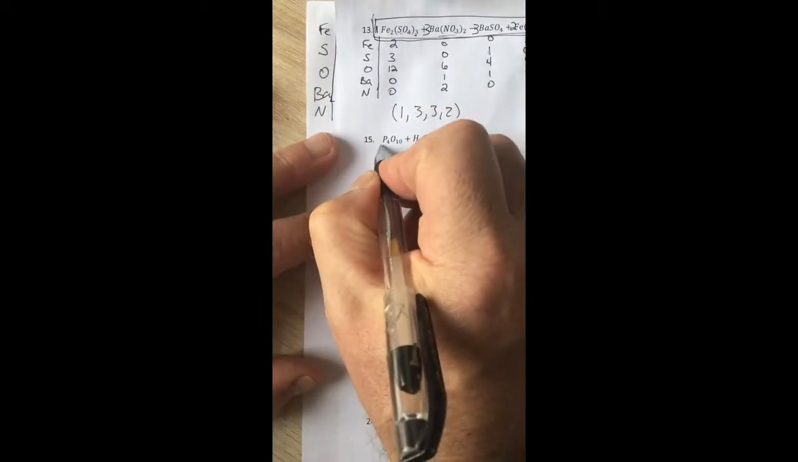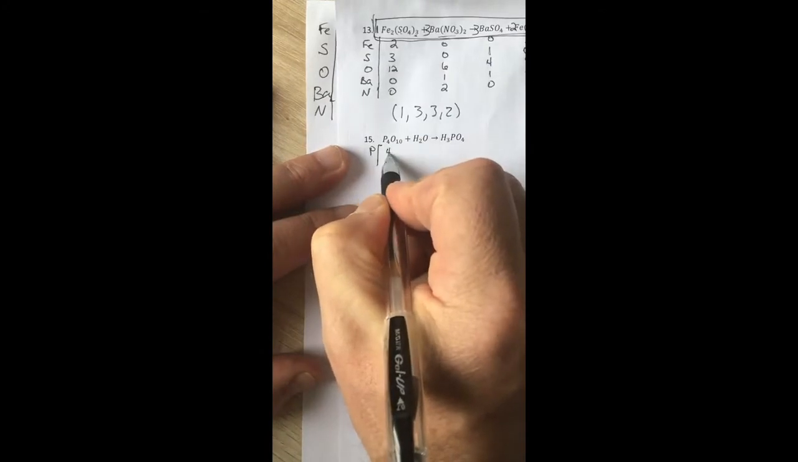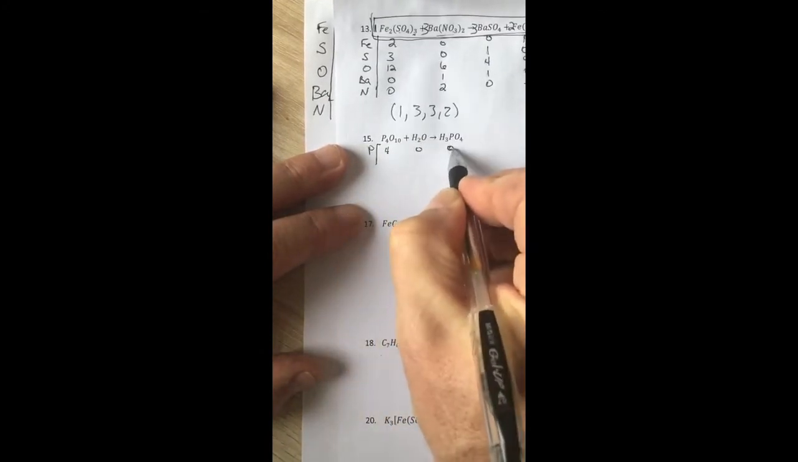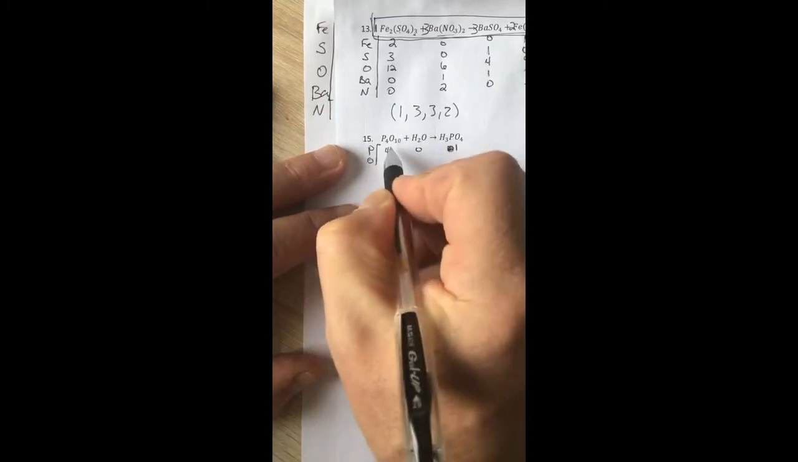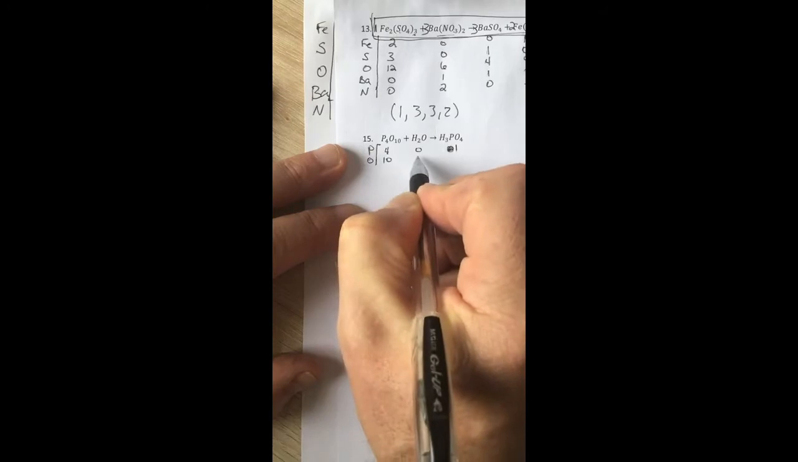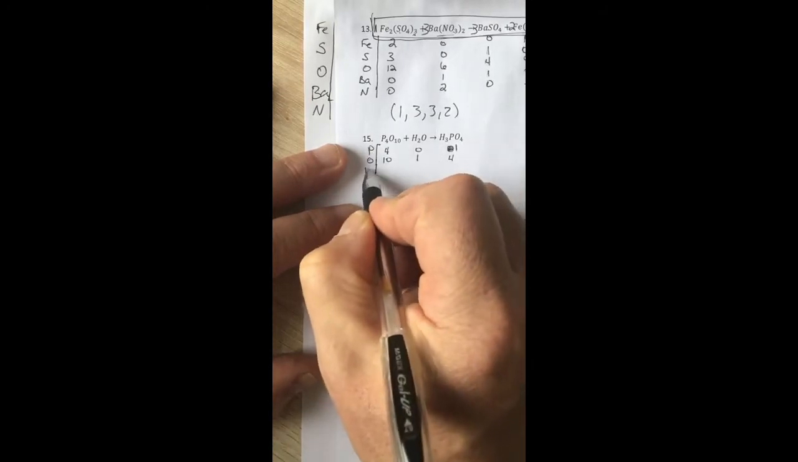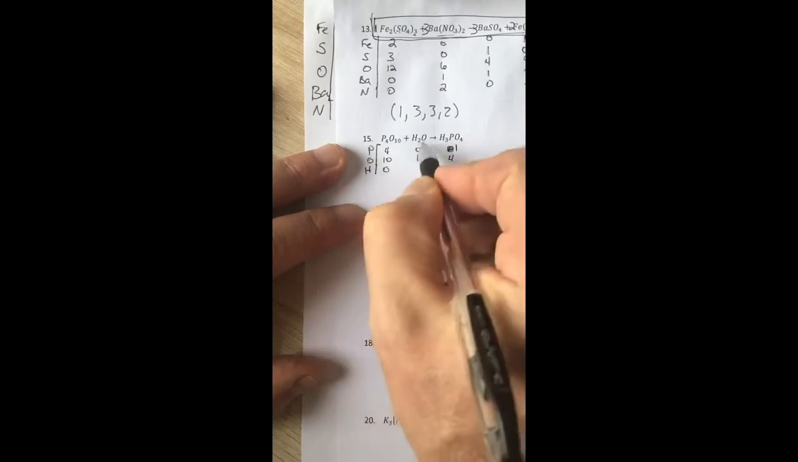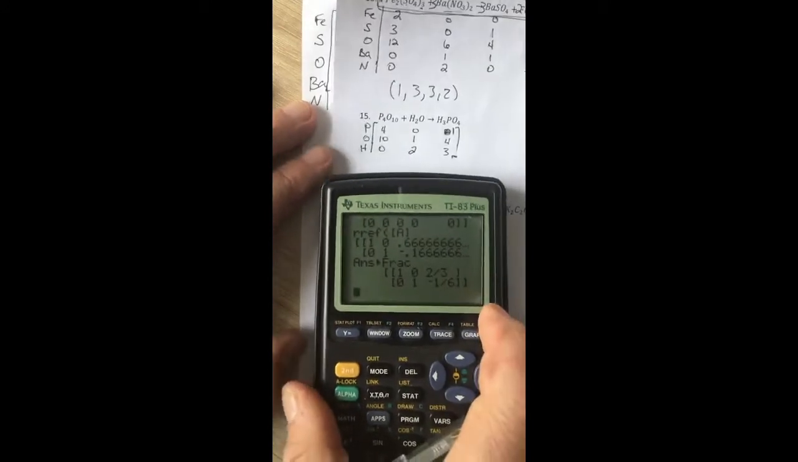Now number 15. We can go pretty fast, I think, I hope. So I've got potassium: 4 there, 0 there, 1 there. There's 1 P. Oxygen: I've got 10 here, 1 here, and 4 here. And then hydrogen: no hydrogens there, 2 hydrogens there, and 3 hydrogens there. Okay, now we can just go fast.